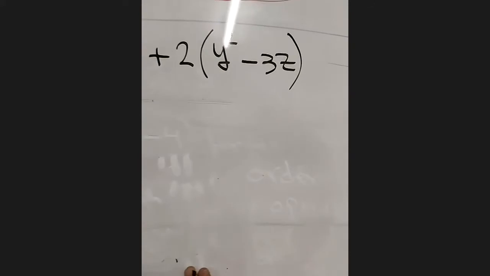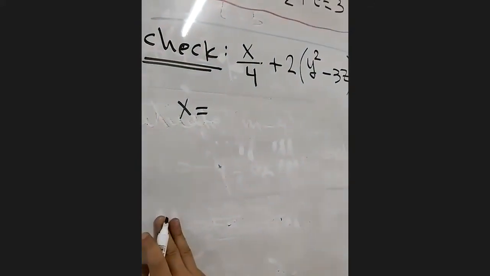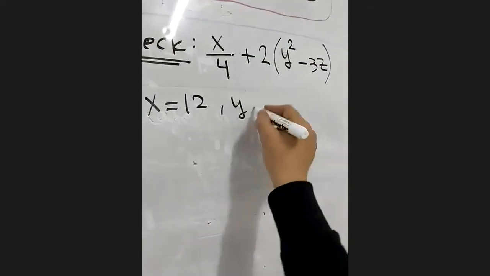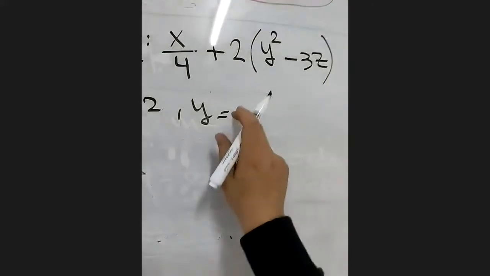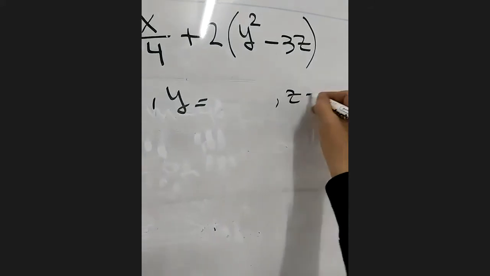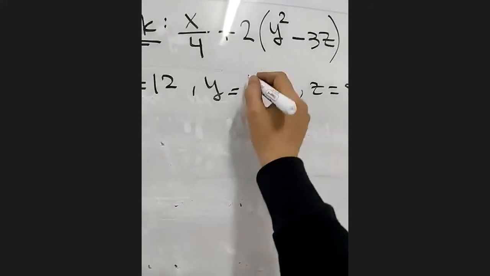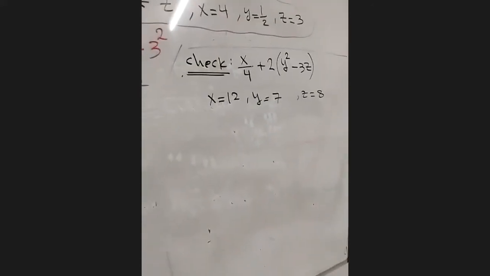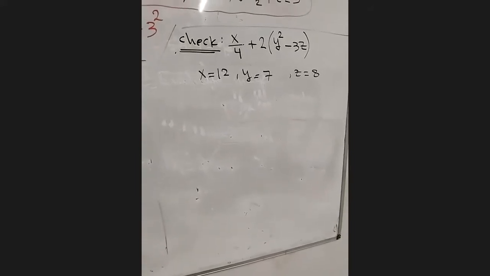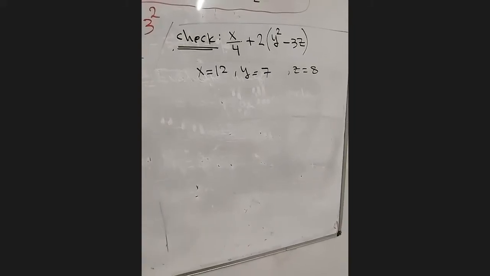When x equals 12, y equals 7, and z equals 8. How much is y? y equals 7. So this is the check, guys. Omar, read it. The check is: x over 4 plus 2 brackets y to the power 2 minus 3z, given x, y, and z.